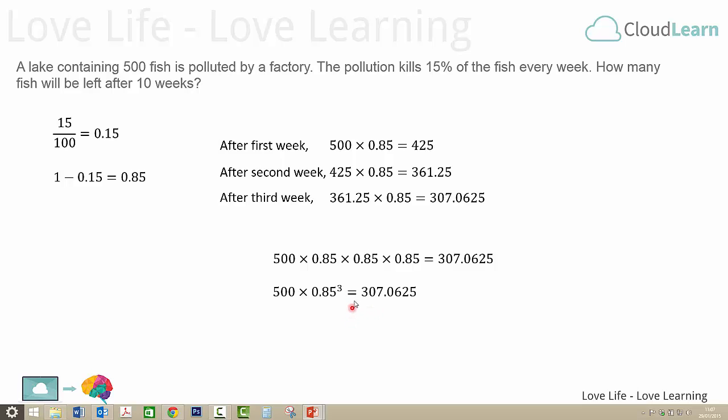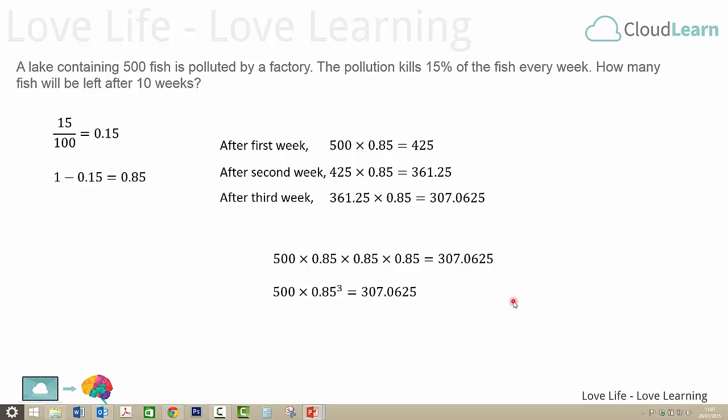Now, this is using a little bit of mathematical symbols in order to simplify the problem. This number here, the 3, is what we call an index. And the 3 tells us that we have 3 0.85s multiplying against each other. So that's what this means. 0.85 to the power of 3, or to the index of 3, is 0.85 times 0.85 times 0.85. And that would give us this answer here.